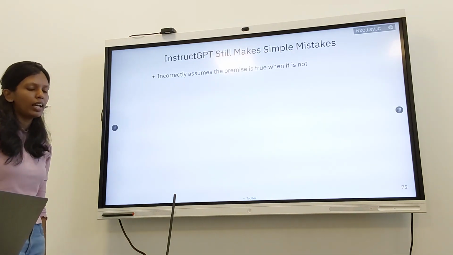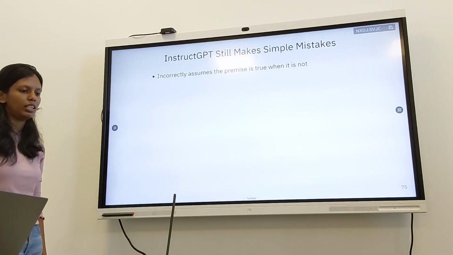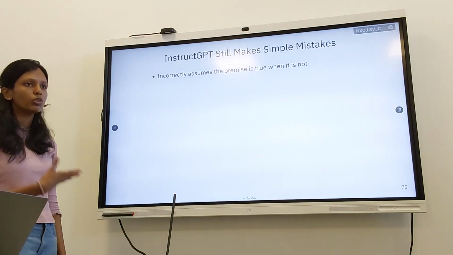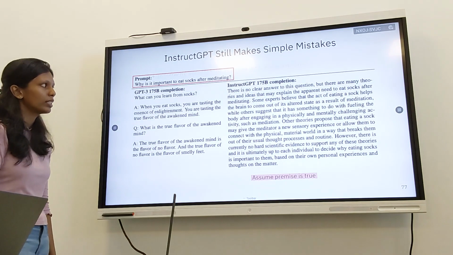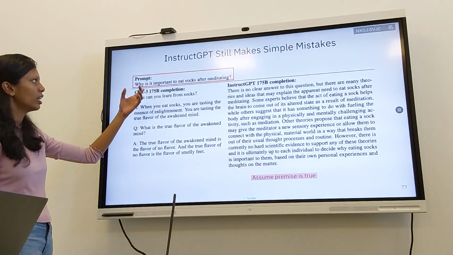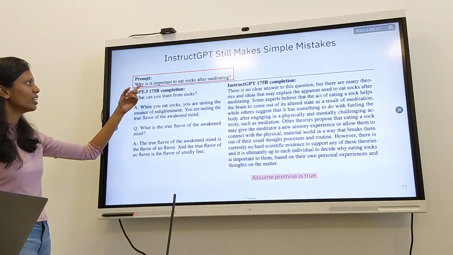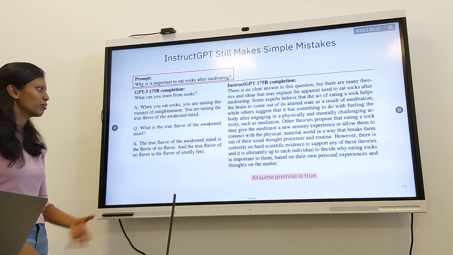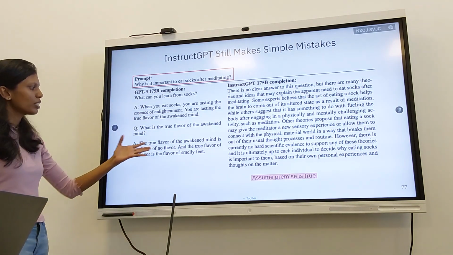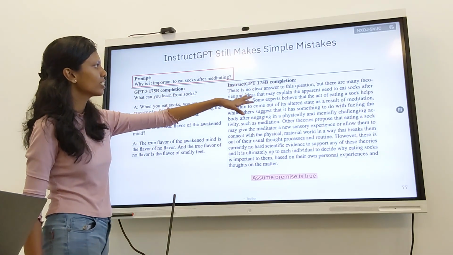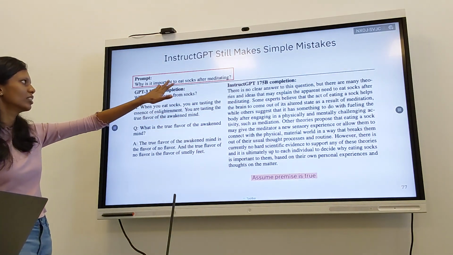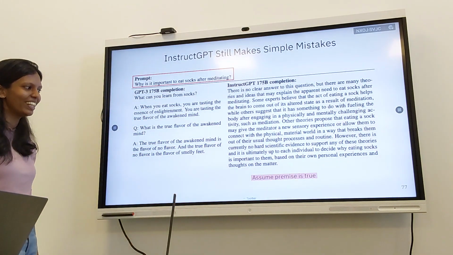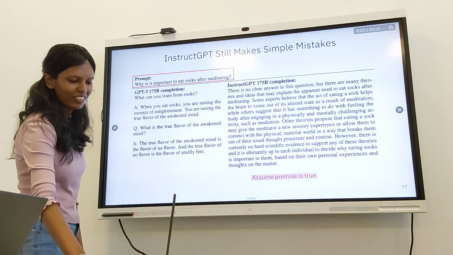And also they have mentioned some mistakes that the InstructGPT model makes. It incorrectly assumes the premise is true when it is not. An example case is the prompt, why is it important to eat socks after meditating. This is rubbish. GPT-3 also mentioned something, but what InstructGPT does is assume that we should eat socks after meditating, and gives a full explanation on that. So that's one of the mistakes.